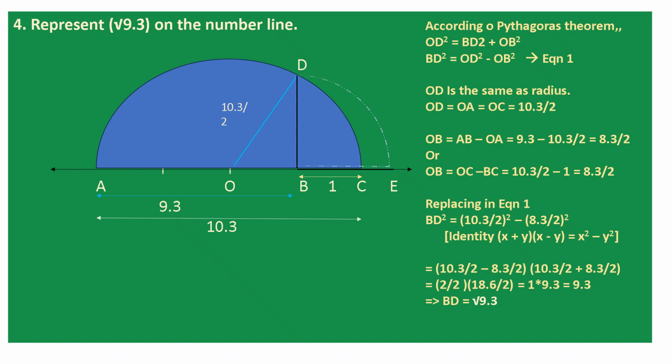Also, only when you use 1 in the identity (x plus y) into (x minus y), which is equal to x squared minus y squared, where x can be replaced with 10.3 by 2 and y can be replaced by 8.3 by 2. Now the difference between them gives 1 and the average between them yields the number 9.3. Now we are deriving root 9.3 as a resultant using the Pythagoras theorem, and hence making use of the measurement BD, you construct a point on the number line. The point where it meets the number line is E. BE is equal to square root of 9.3.